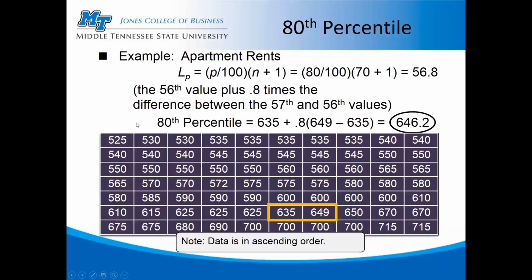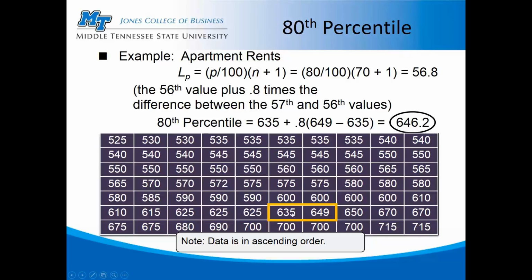So here's our set of apartment rents, and they're sorted. We're looking for number 56.8. So the first 10 values, the smallest 10 values, are in the first row. Then we get to number 20, number 30, number 40, number 50, and then the 670 is the one that's in the 60th position. So we can back up from that point, get to number 59, number 58, 57 is 649, and the one in position 56 is 635.